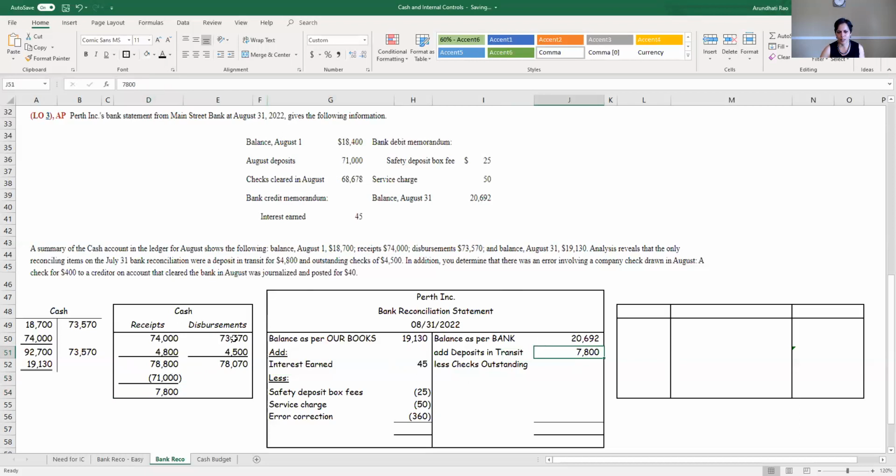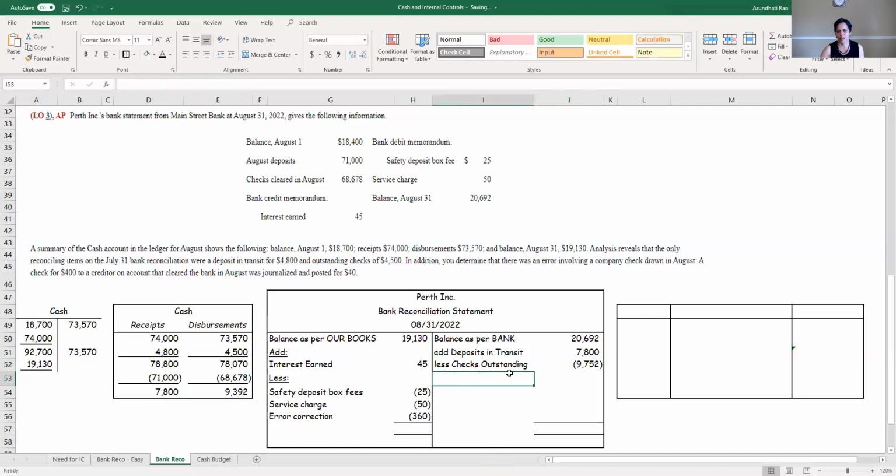For the disbursements, if all the checks that I wrote out in the current month and whatever was outstanding last month had all cleared, the bank should say what has cleared the account is 78,070. But what did they say has cleared? They have said 68,678 has cleared. So how much has not yet cleared the bank? 9,392 has not yet cleared the bank. And that's a number I'm going to put over here as not yet cleared the bank.